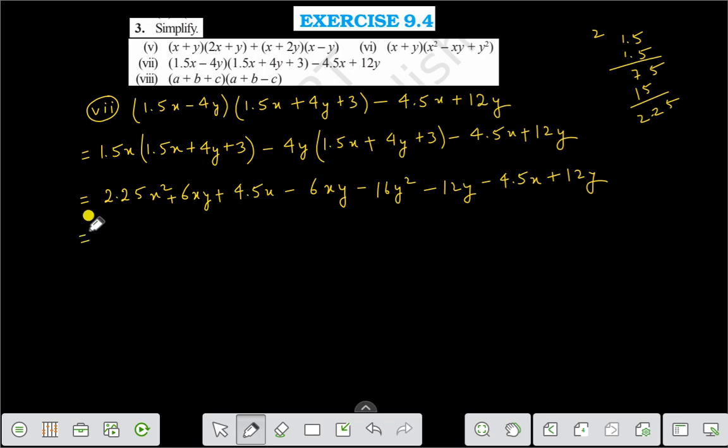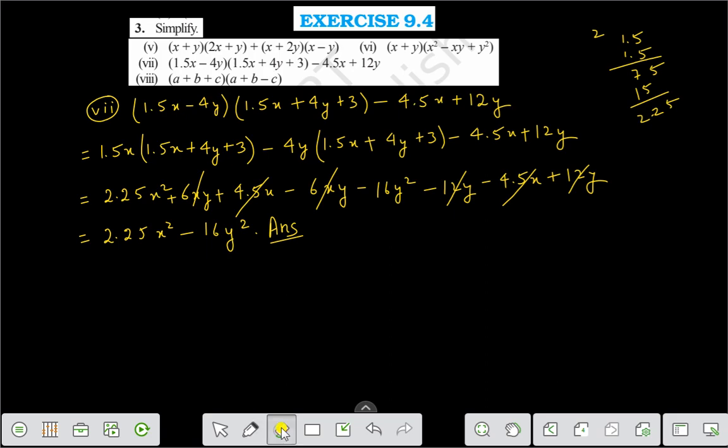We are getting plus 6xy minus 6xy will cut, right? Plus 4.5x minus 4.5x will cut, right? Plus 12y and minus 12y will cut, right? Therefore, we are getting 2.25x square minus 16y square. That is the answer of question number 7.